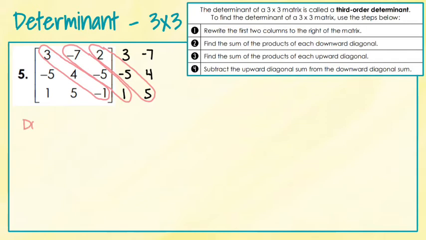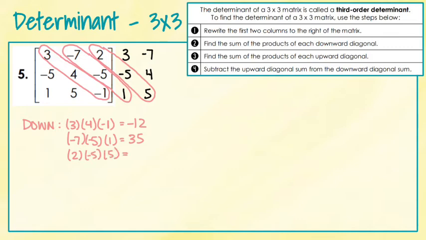So the down diagonals are going to be 3 times 4 times -1, which is going to give us -12. -7 times -5 times 1 gives us positive 35. And then 2 times -5 times positive 5 gives us -50. Then we add these together, and we're going to get -27.